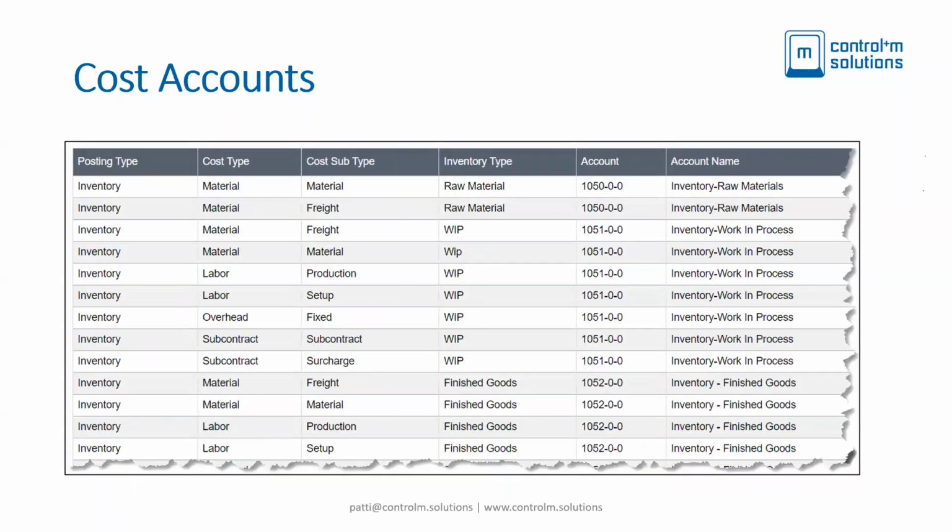Cost accounts are set up by posting type and then associated to cost types, cost subtypes, and inventory types. Looking at the screen, it's pretty easy to see how having the wrong inventory type could lead to some chaos. This is the simplest method there is for setting up cost accounts, and there are some amazing options within this cost account screen that can drive different types of transactions to different GL accounts.